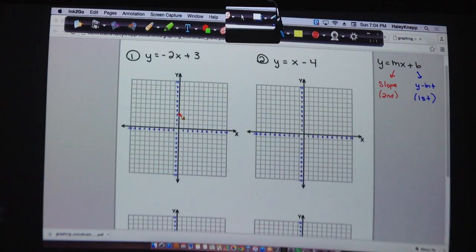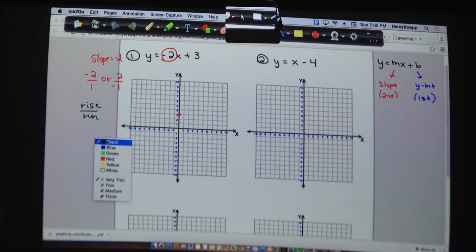Now from this y-intercept, my y-intercept's in the back, my slope is the number in front of my x. My slope is -2. That's the same thing as -2 over 1 or 2 over -1. So I have to remember my rule, rise over run. So first I'm going to plot -2 over 1.